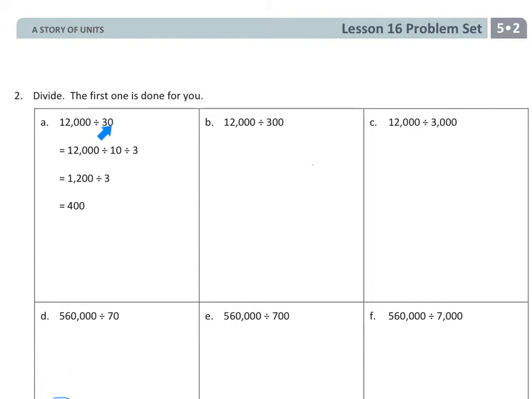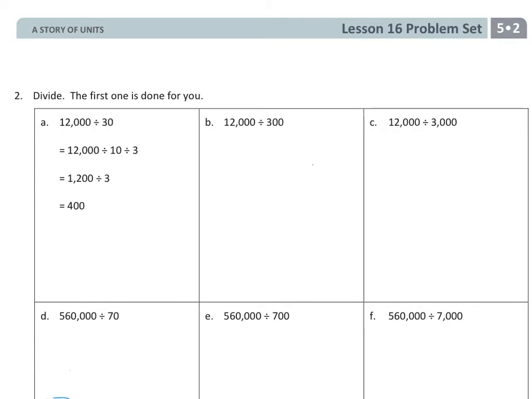All right, so for number 2, they want us to divide, and notice with this division problem, our divisor, the number that we are dividing up into groups, is no longer like 10,000, 1,000. It's actually 30, 300, 3,000. Looking down, 70, 700, 70,000. So we have more of a value to our second number that we're dividing. So we're going to break it up following this example right here.